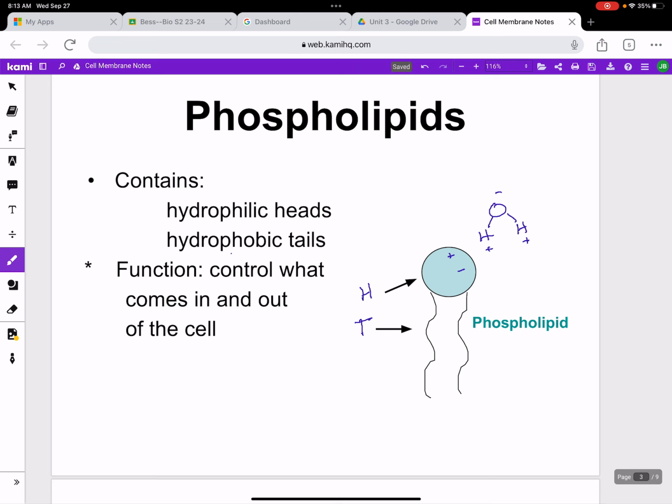So the tails are considered to be hydrophobic. Again, remember, the tails themselves are not repelled by water. It's just because the heads want to be by the water so much that the molecule will turn towards the water, and the tails will then turn away just because the head is turning toward it. And what phospholipids do is they make the majority of the cell membrane. And they do control what goes in and out of the cell.